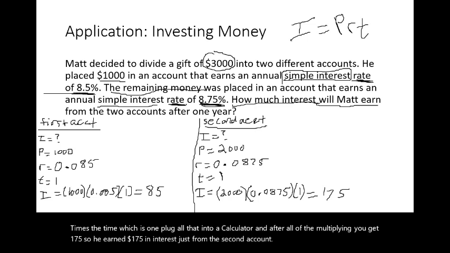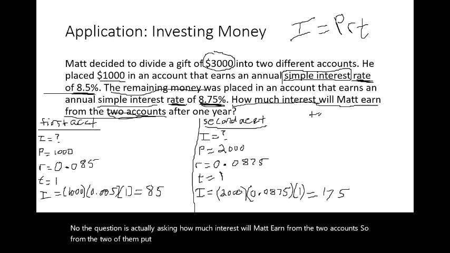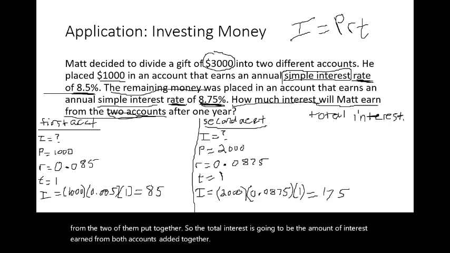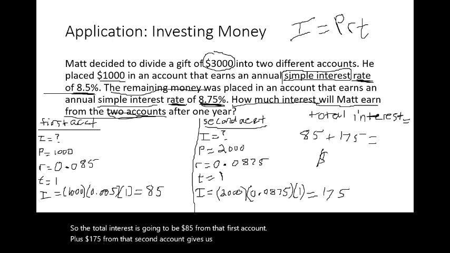Now, the question is actually asking, how much interest will Matt earn from the two accounts? So from the two of them put together. The total interest is going to be the amount of interest earned from both accounts added together. So the total interest is going to be $85 from that first account, plus $175 from that second account, gives us a total amount of interest of $260 from the two accounts put together.